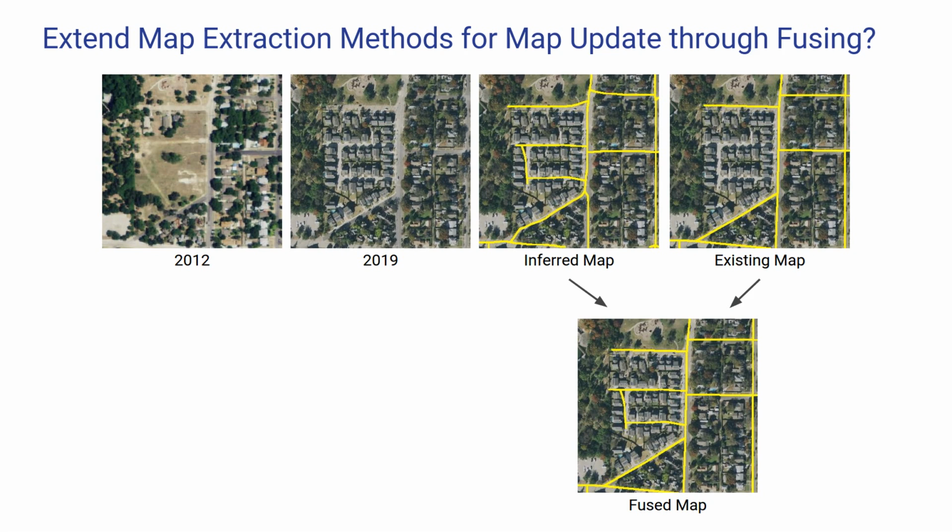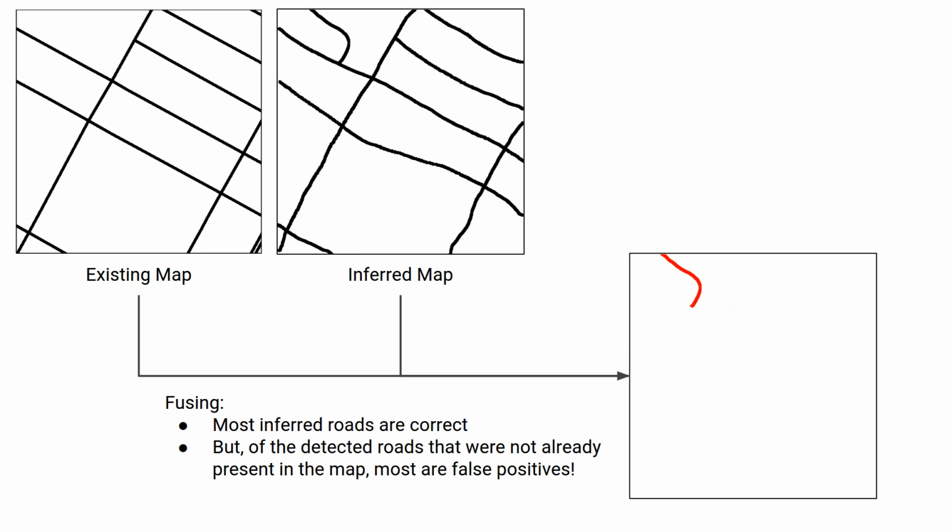We might employ a fusing strategy where we give the method the most recent aerial image, they extract a road network from that image, that's the inferred map here, and then we fuse those roads in the inferred map that are missing from the existing map into the existing map, and thereby derive an updated map, that's the fused map at the bottom. But this doesn't perform well at all.